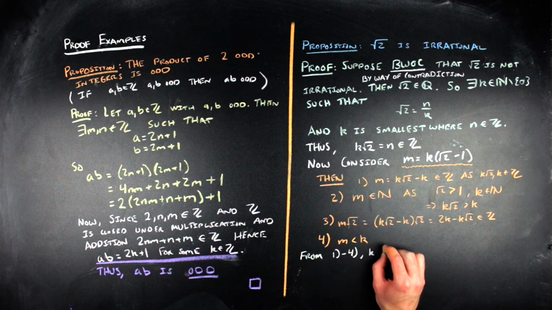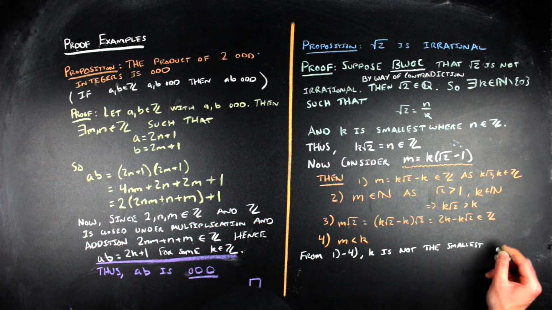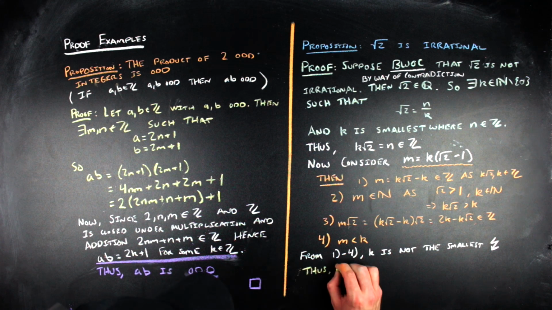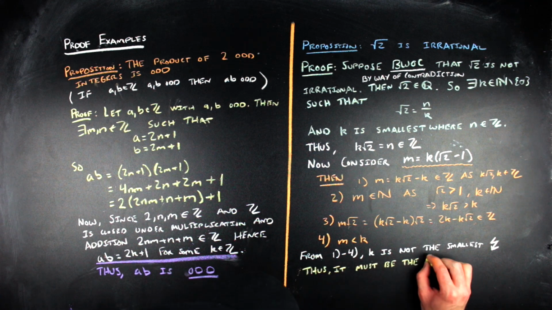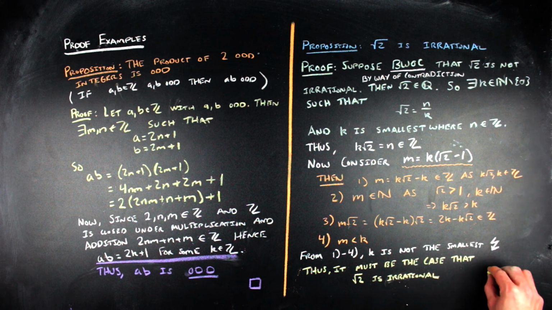So from these four observations, we can go ahead and conclude that k was in fact not the smallest integer that could do this, which is a contradiction to what we assumed about k. Because we arrived at this contradiction, the thing that we supposed at the beginning of trying to form this argument must have been false. So we must have that the square root of 2 is not a rational number.